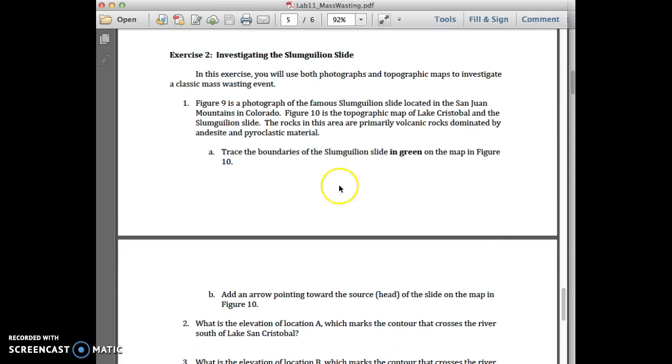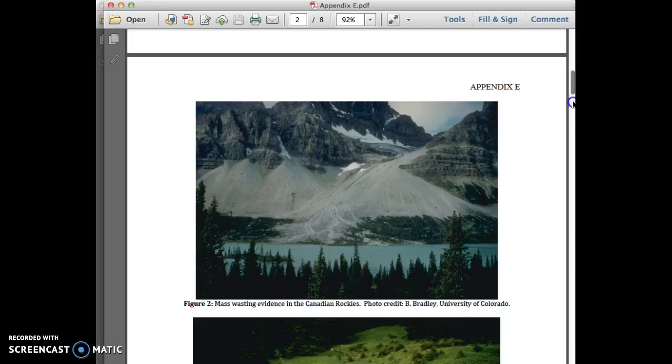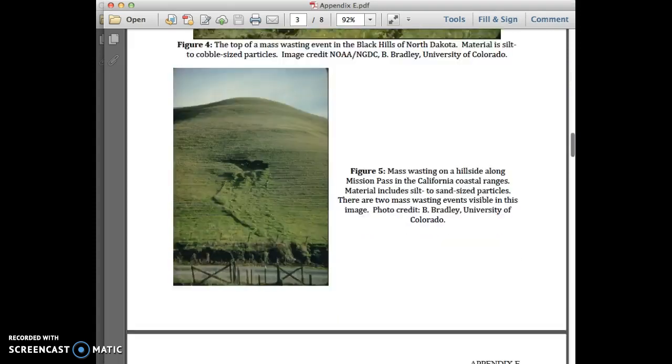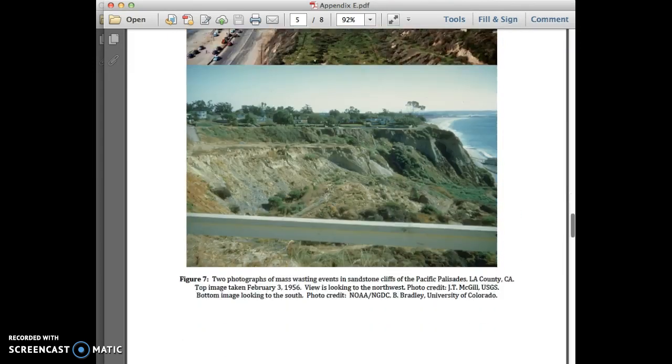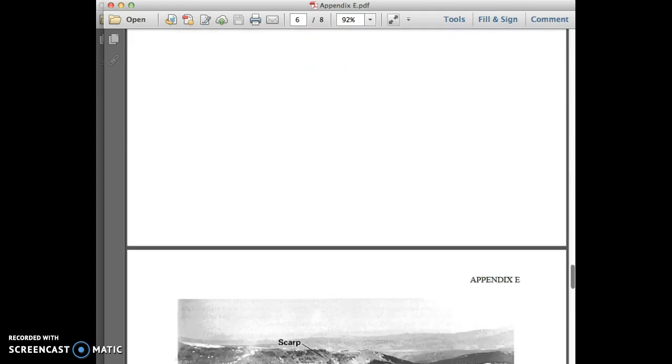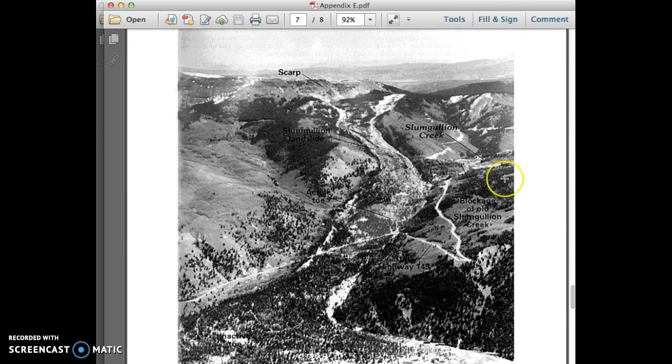All right, in exercise 2, you are going to be looking specifically at the Slumgullion slide that happened in Colorado. And to do that, you're going to be looking at a topographic map that is included. It starts kind of through this area. This is actually just showing some identifications. We have the Slumgullion Creek. We have the blockage that happened above.